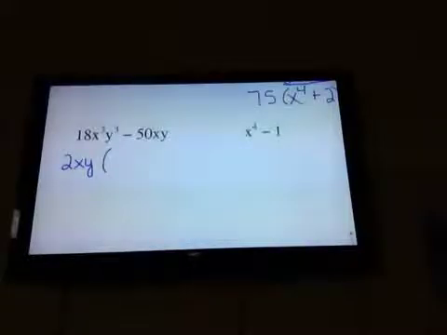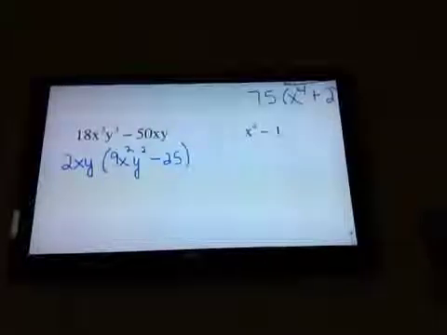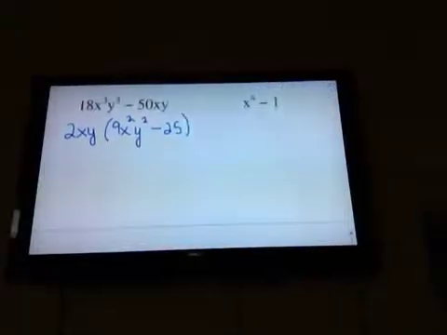2 into 18 goes 9 times. X from x to the third is x to the second. Y from y to the third, y to the second. Minus 2 into 50 is 25. X into x would cancel and y into y would cancel. Look what's left in the parentheses.